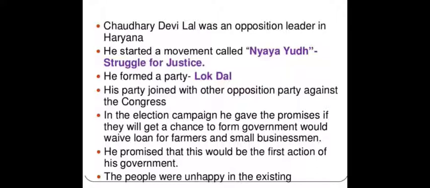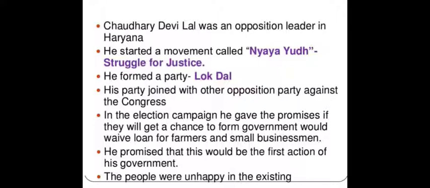He formed the party Lokdal and campaigned his policies and promises all over Haryana. He addressed election meetings also. His party joined with other opposition parties against the Congress. In the election campaign, children, he gave the promise that if they got a chance to form government, they would waive the outstanding loans of farmers and small businessmen. Meaning, if they came to power, they would excuse whatever loan was on the farmers and on the small businessmen.